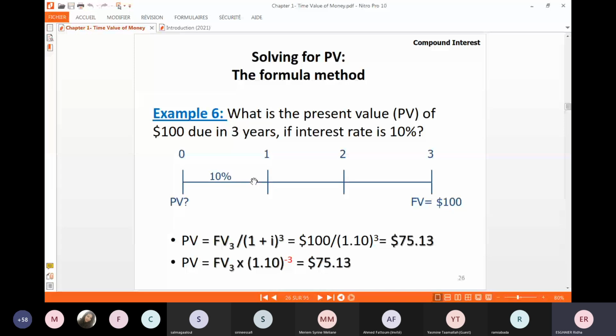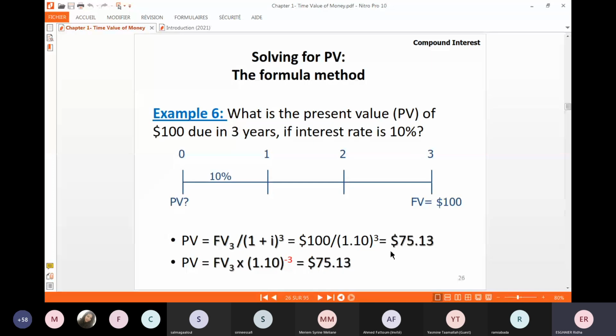Or we multiply the future value by 1 plus 10% to the power minus 3, to say that we are eliminating the interest, these 10%. So the value today of $100 to be paid or received 3 years from now is 75.13. Now, what is the meaning of these $75.13?